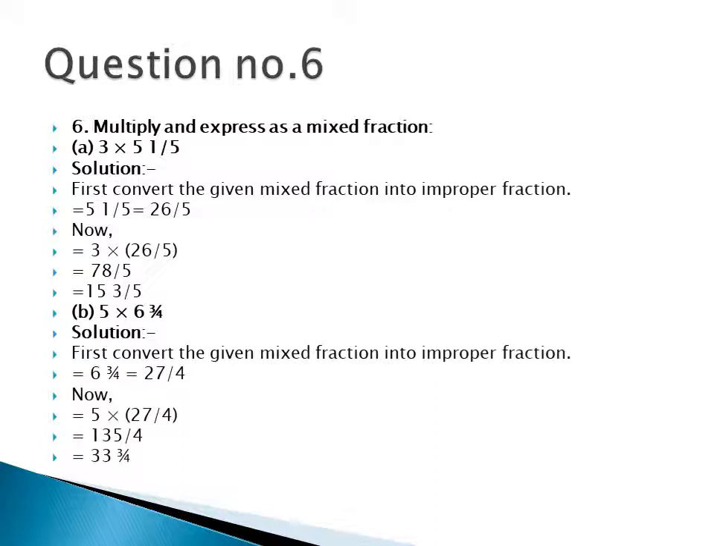Multiply just the numerator, that is 5 into 27, which equals 135. 135 divided by 4. When you divide 135 by 4, you will get the answer as 33 as the quotient and 3 is the remainder and 4 you can write as the divisor. So 33 3 by 4 is your answer.